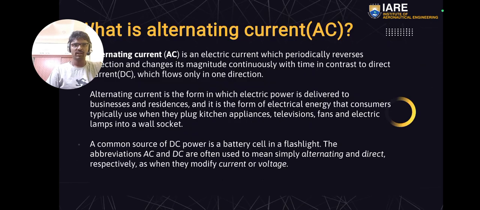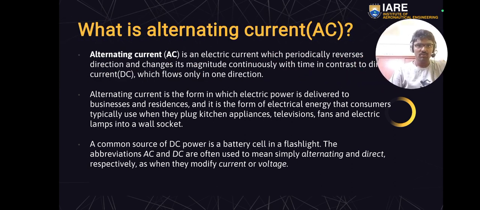So what is alternating current? Alternating current is an electric current which periodically reverses direction and changes its magnitude continuously with time, in contrast to direct current, which flows in one direction. Alternating current is the form in which electric power is delivered to businesses and residences, and it is the form of electrical energy typically used when you plug kitchen appliances, televisions, fans and electrical lamps into a wall socket.